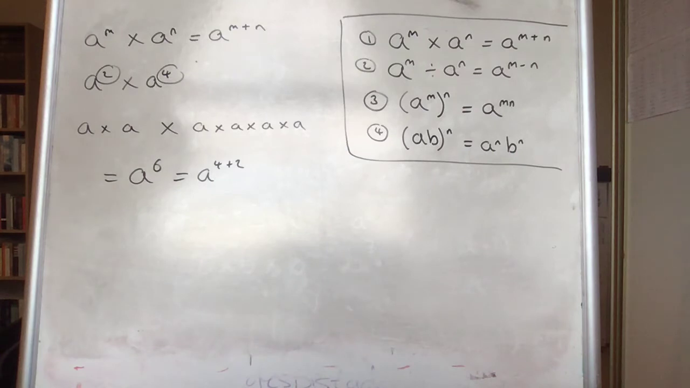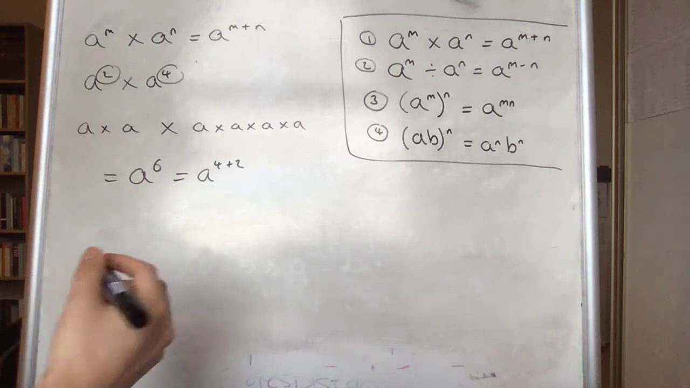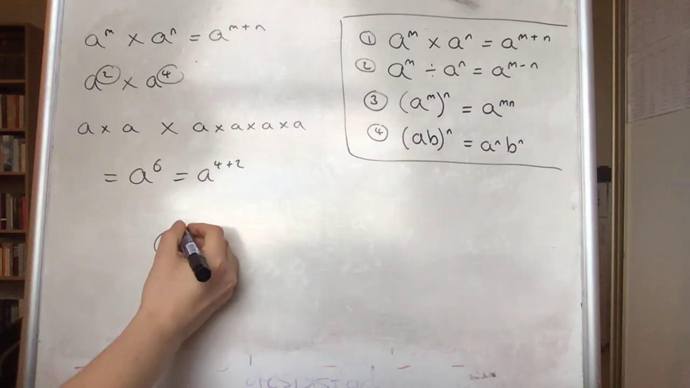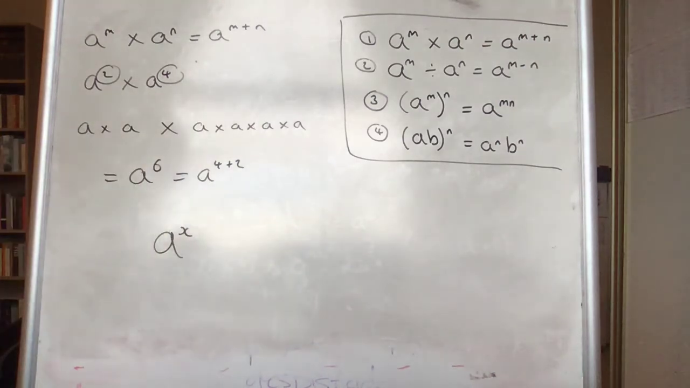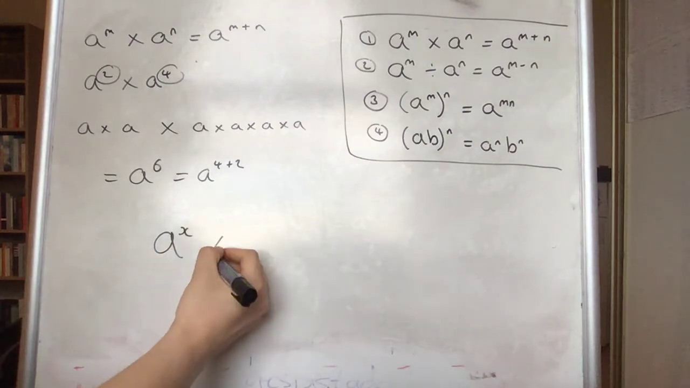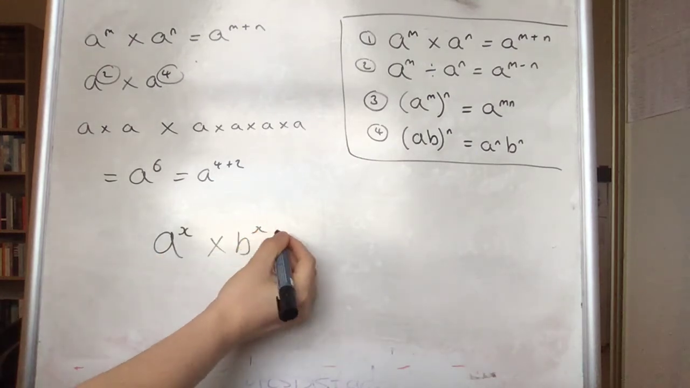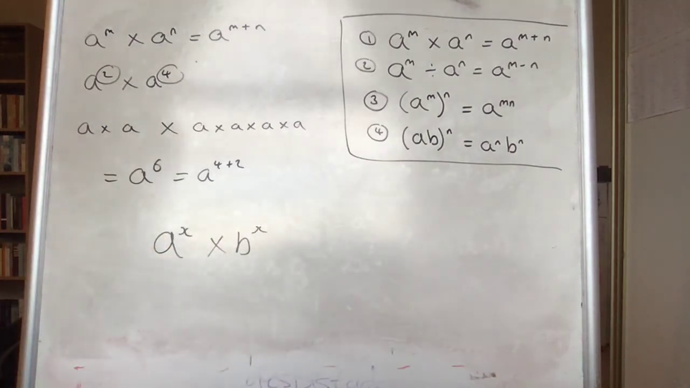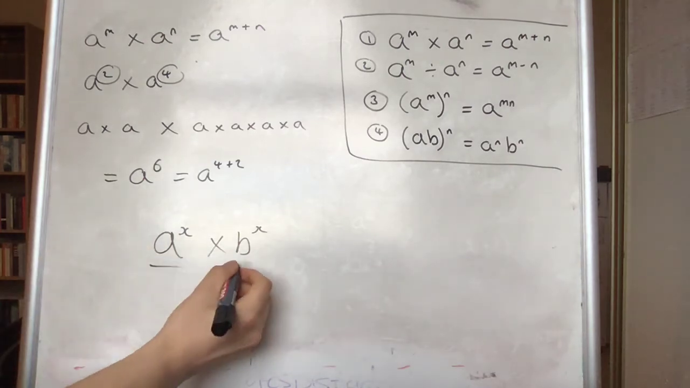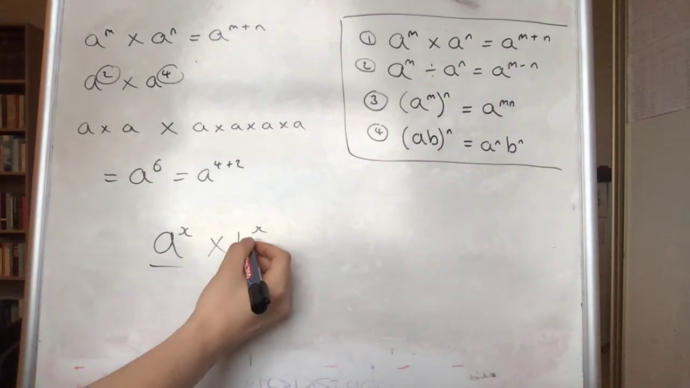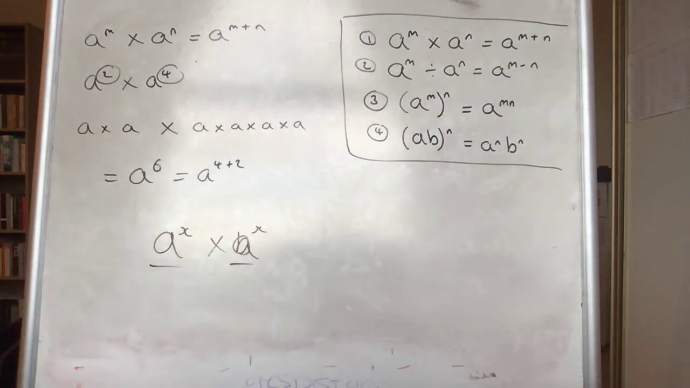Also, remember that the base number or letter has to be the same to apply this rule. So if we had, let's say, a raised to some sort of power, and we want to multiply that by b raised to some sort of power, we can't actually use rule number 1 here because we need these two numbers to be the same. It would need to be a here and a there as well.